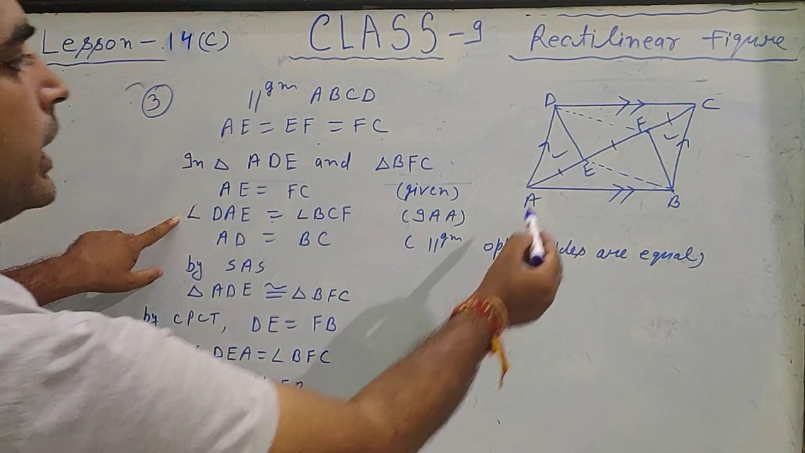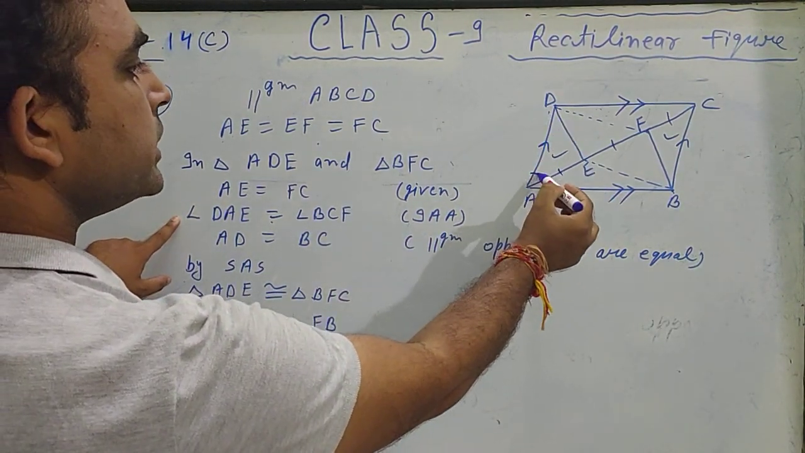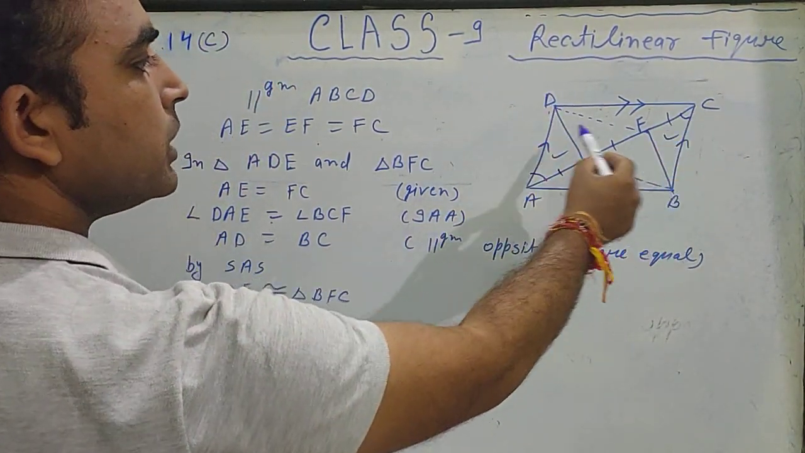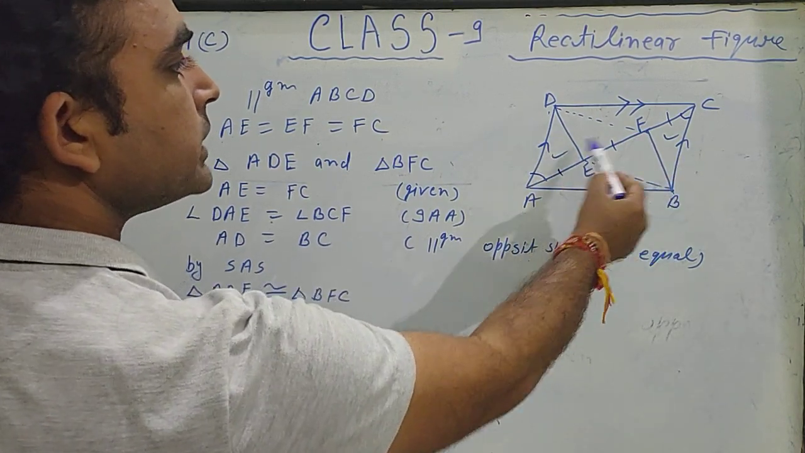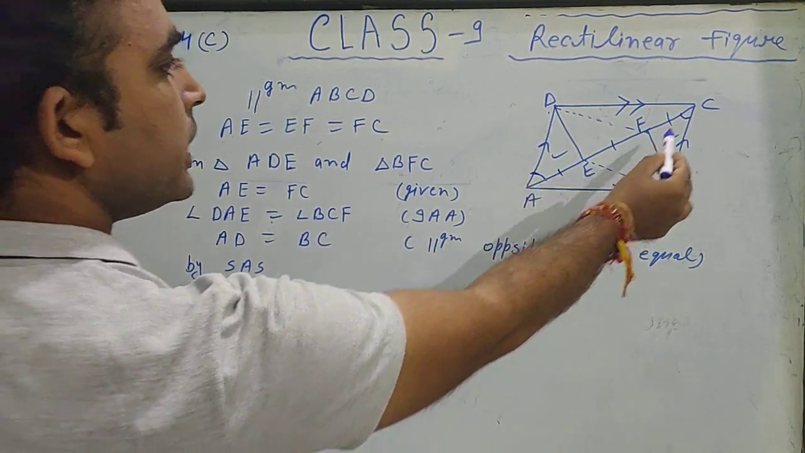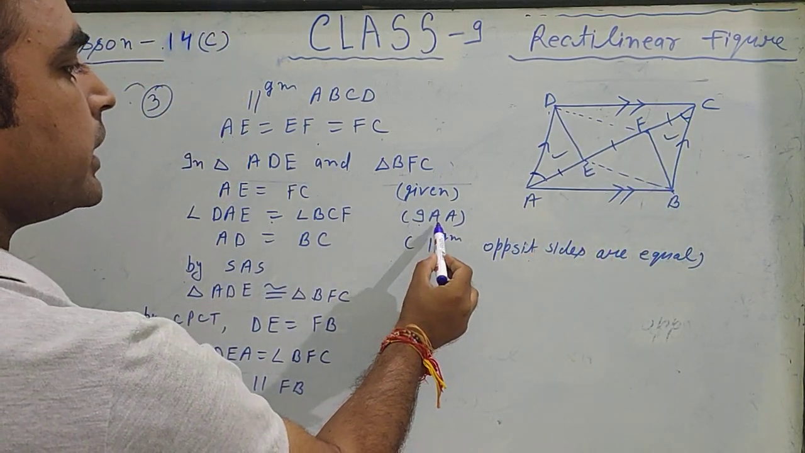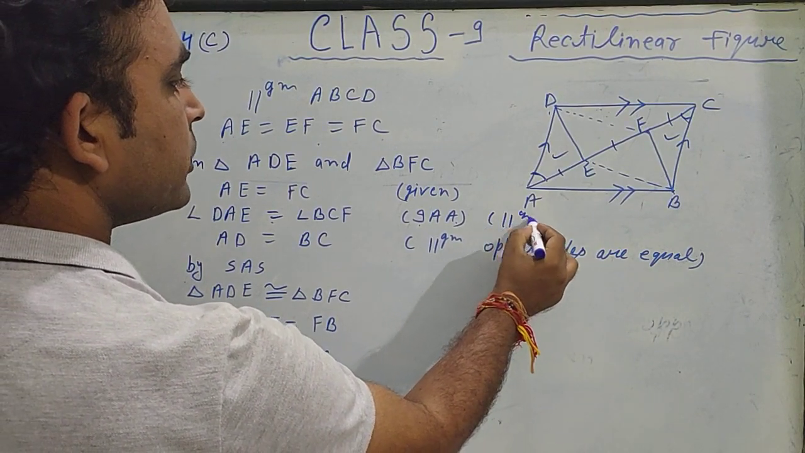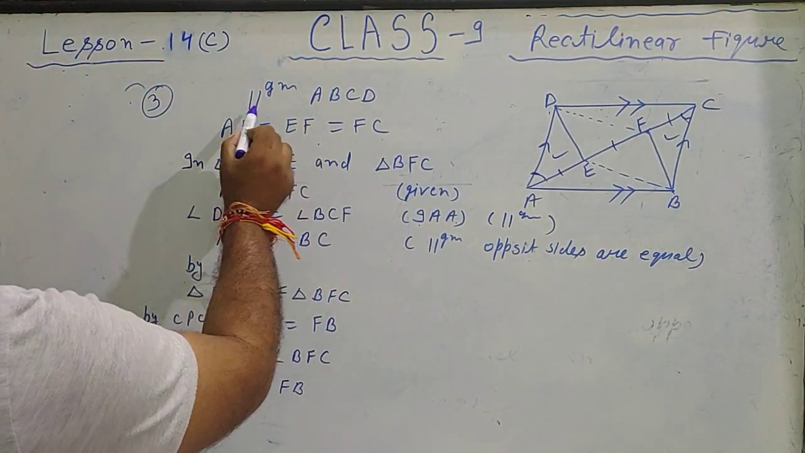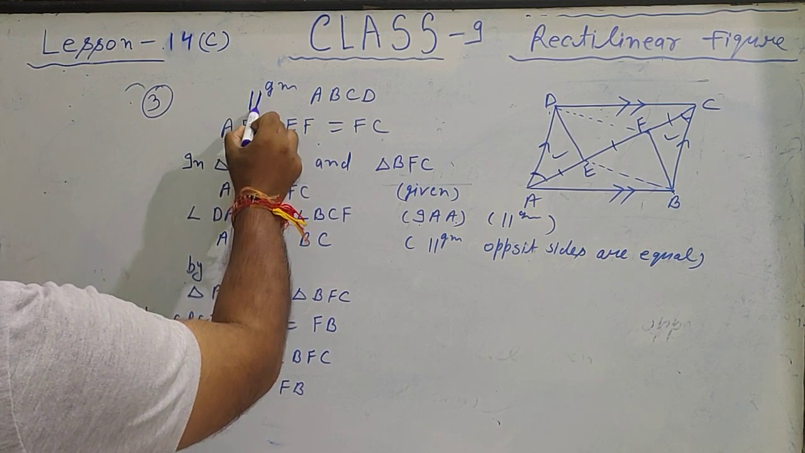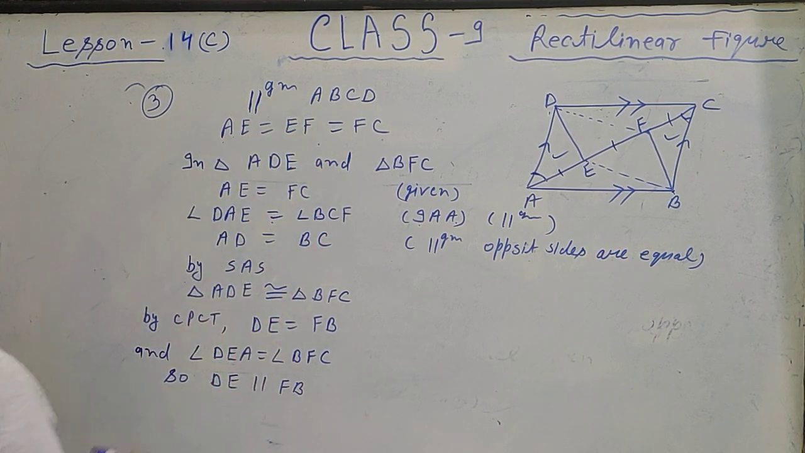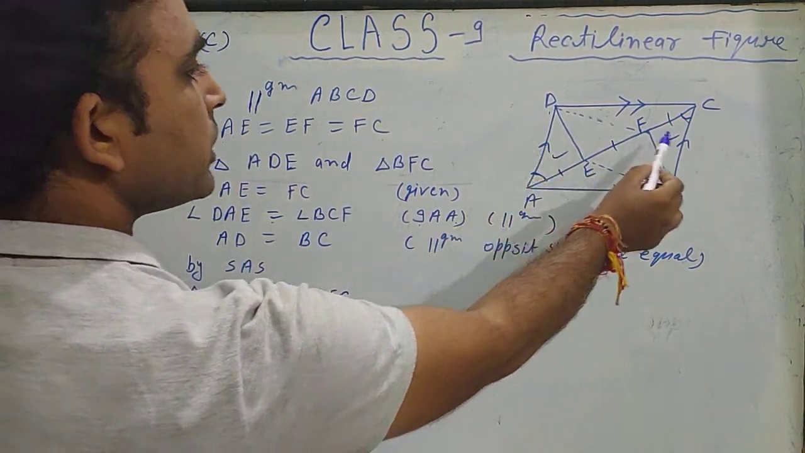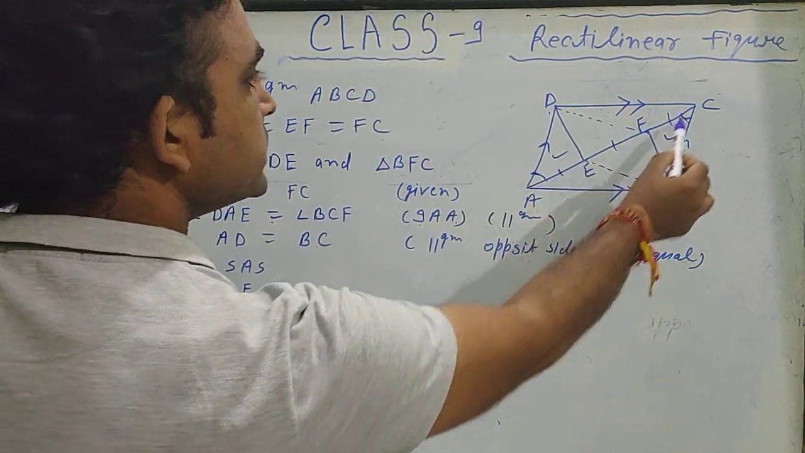Second, angle DAE is equal to this angle. Why? Because it is a parallelogram. In a parallelogram, opposite sides are parallel to each other. That's why the alternate interior angles will be equal. In short, we can write parallel lines, parallelogram. And the third case is AD is equal to BC, because in a parallelogram opposite sides are equal. So AD is equal to BC.